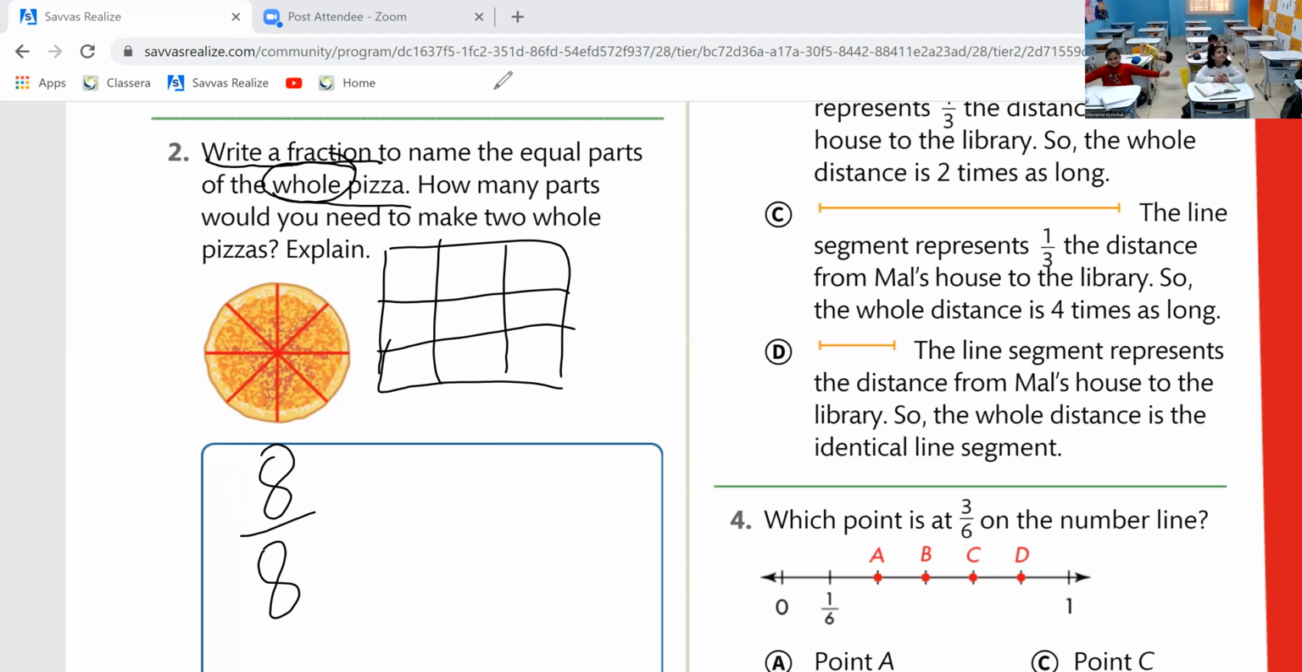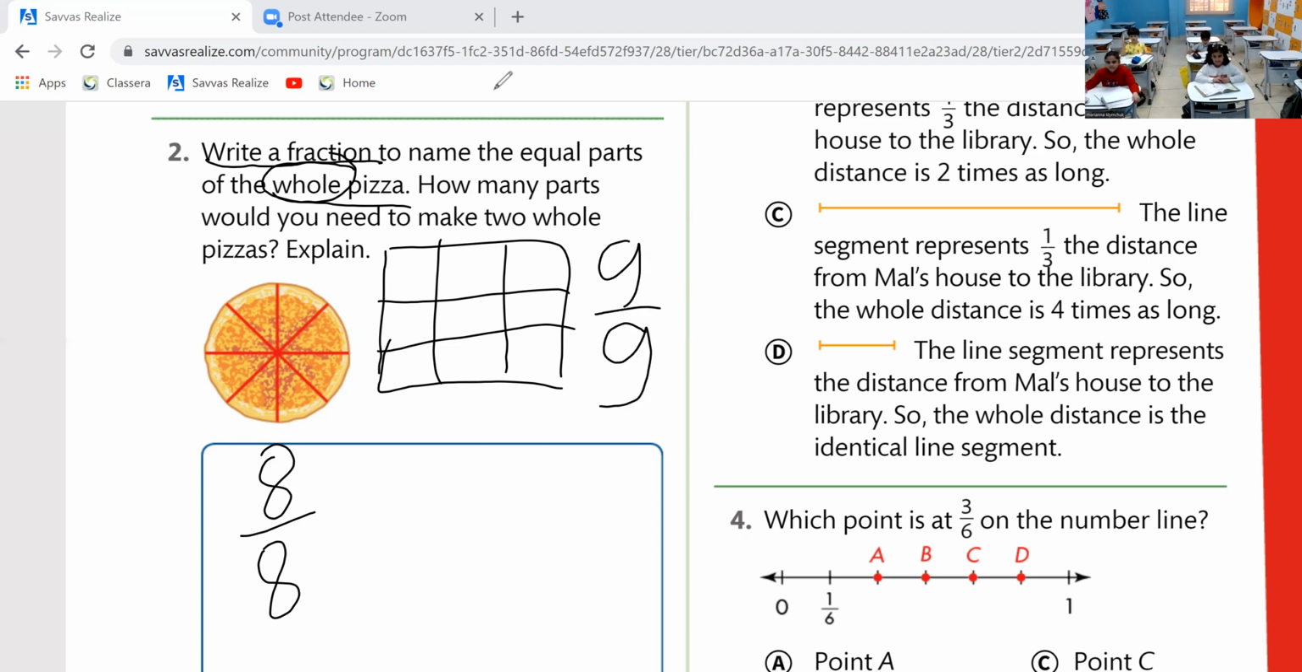Okay, this is apple pie. I draw a picture of apple pie. So tell me the fraction for the whole apple pie. 9 out of 9.